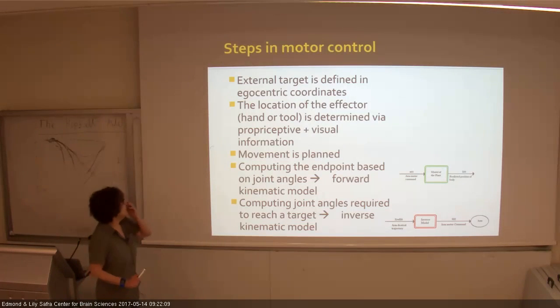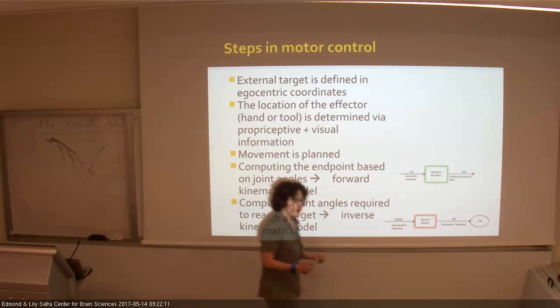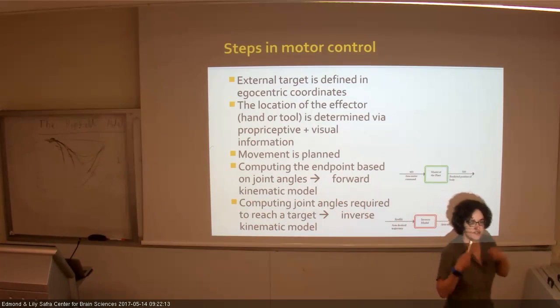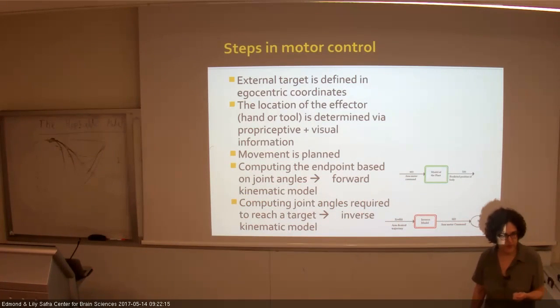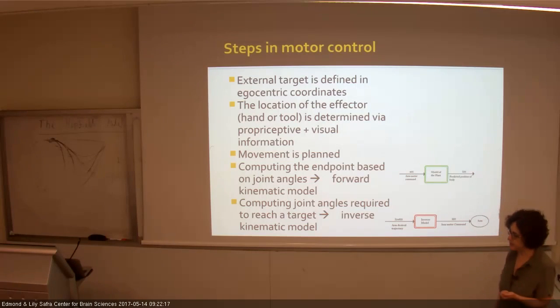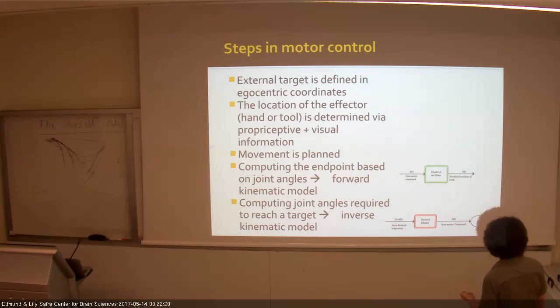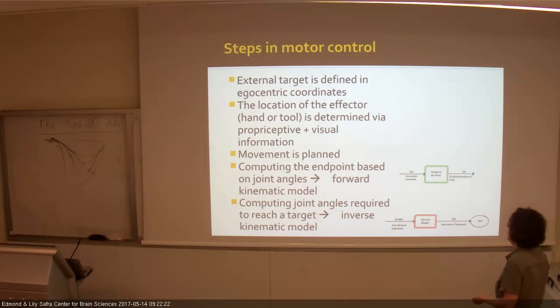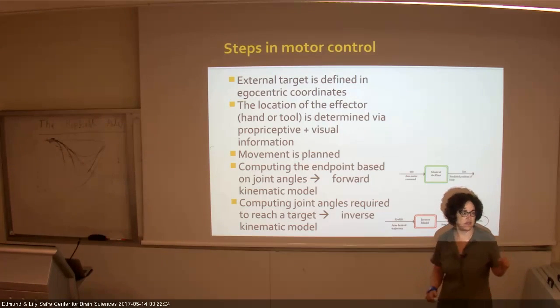Okay. So we are trying to make a movement. What are the steps the system needs to go through in order for the movement to be properly produced? So first, we have an external target.